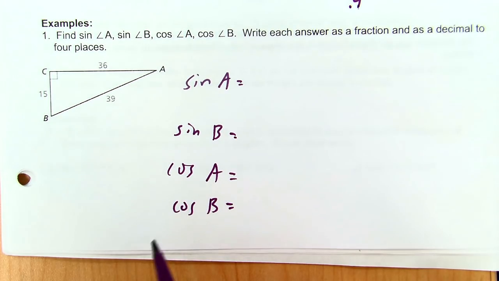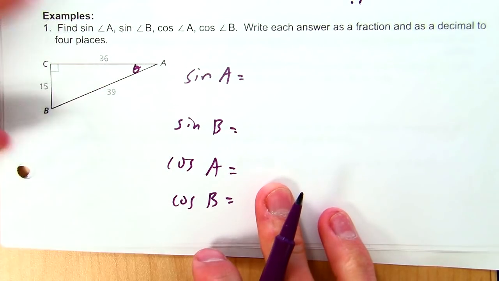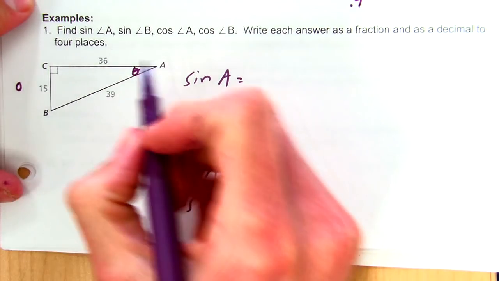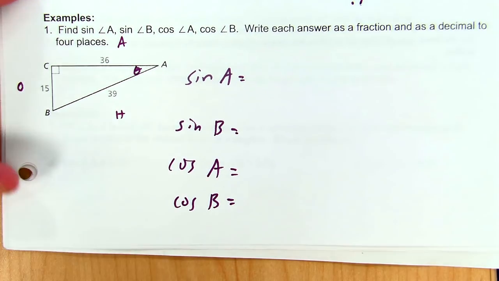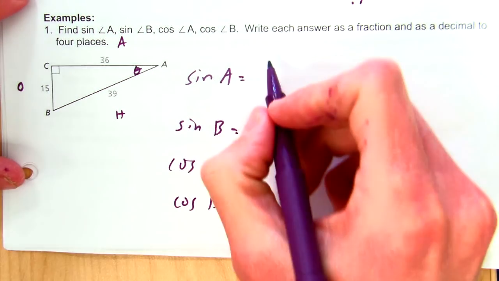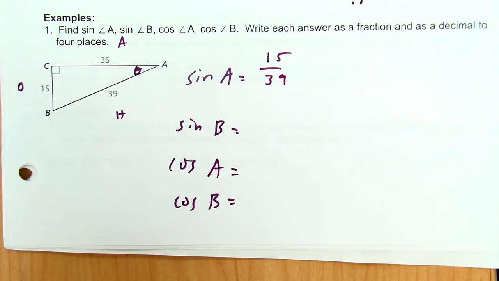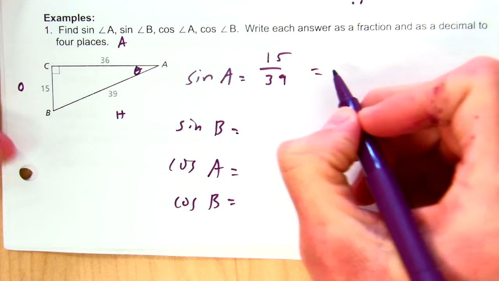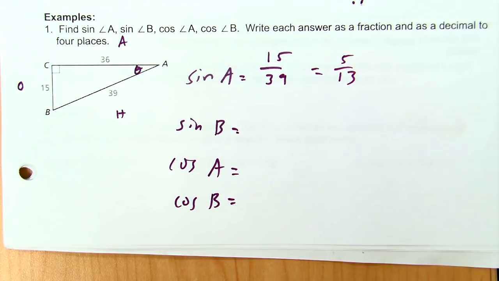But sine of A, okay, so here's theta. I'll look at theta for angle A. From angle A, here's opposite, here's adjacent, and here's hypotenuse. So then since sine is opposite over hypotenuse, that would be 15 over 39. O over H is sine, and that can actually simplify. You can take a 3 out of each of these, and it simplifies into 5 over 13.